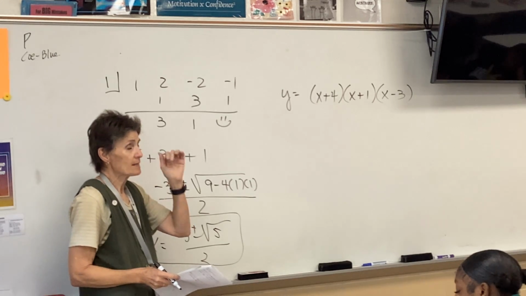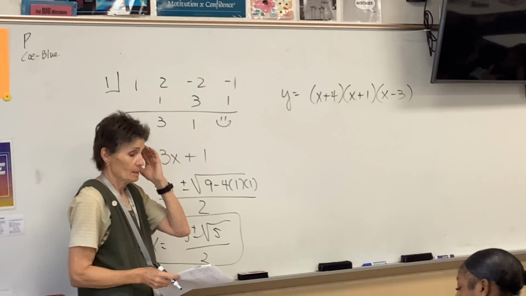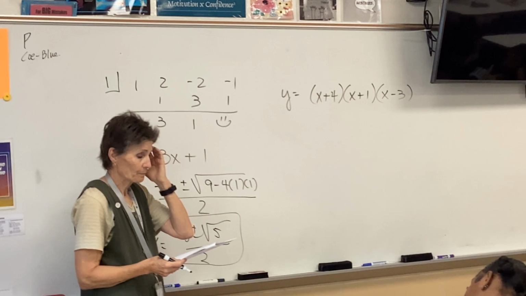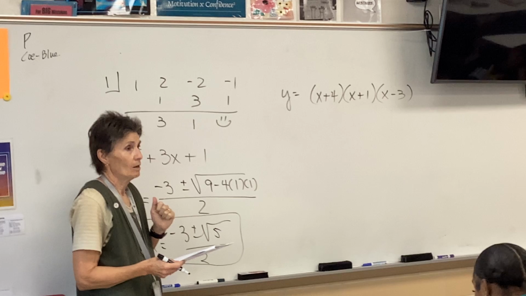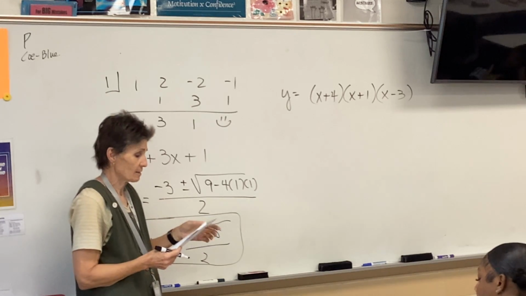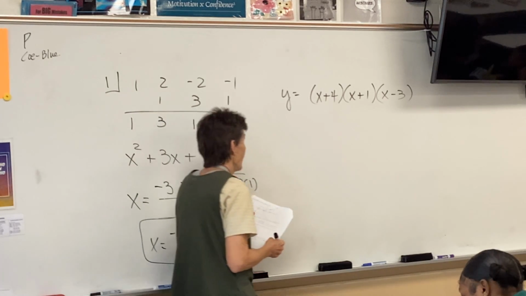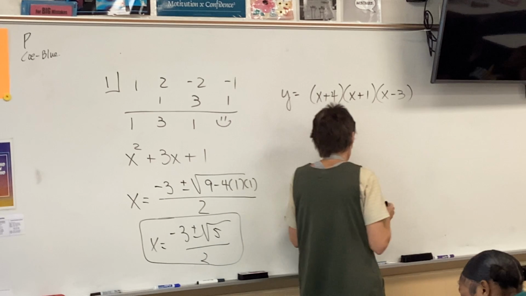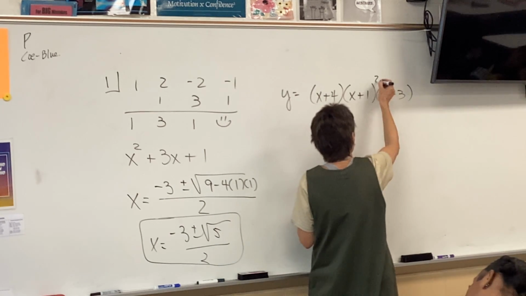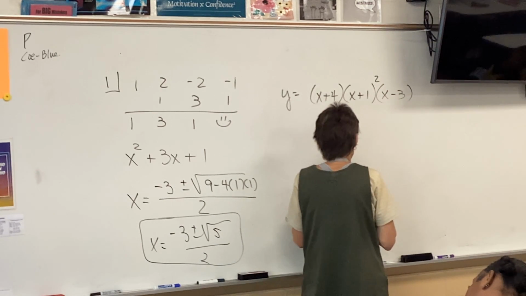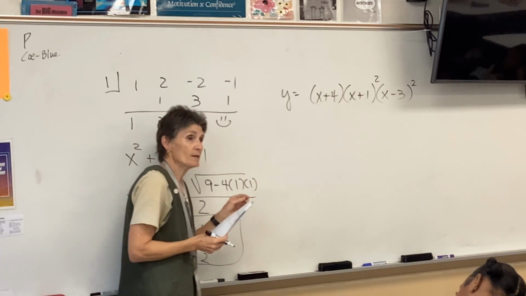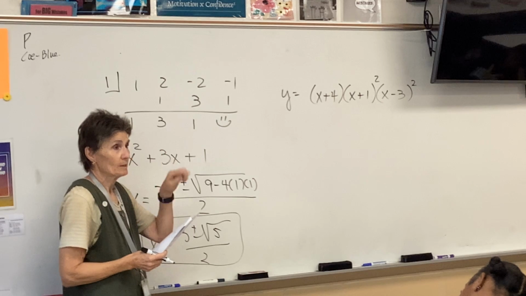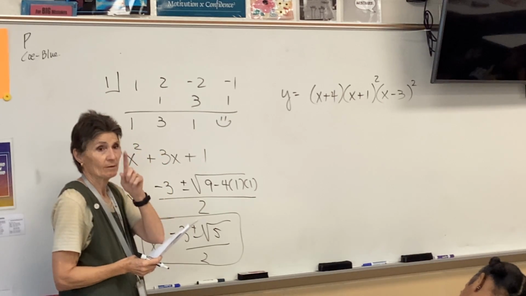Now, the next step is critical. Look at the picture. Are you gonna have any squares on any of those parentheses? Yeah, where are you going to have them? X plus 1 is gonna be squared. And x minus 3 is going to be squared. And how do I know those are squared? Because the picture is bouncing there, right?